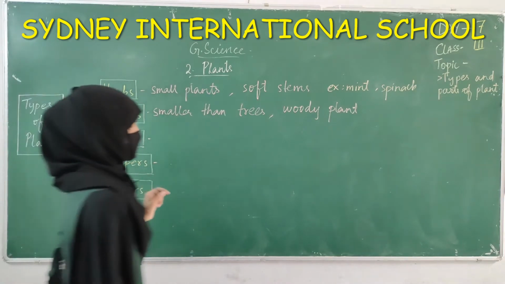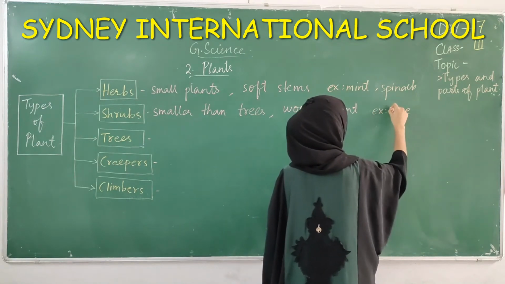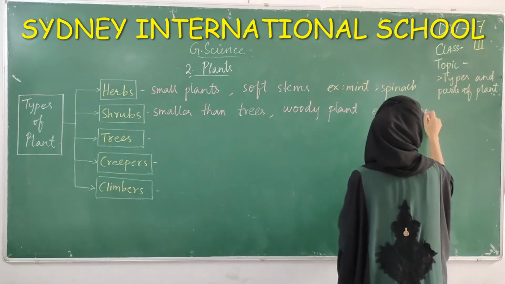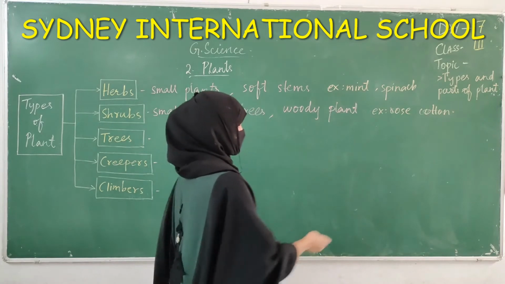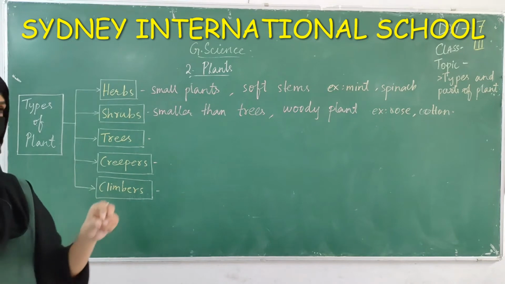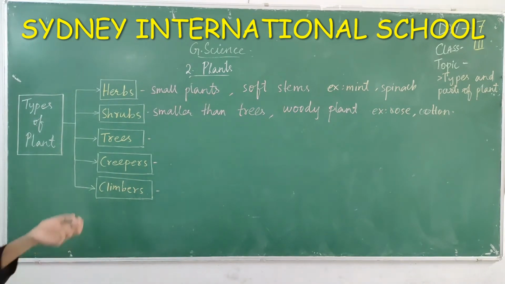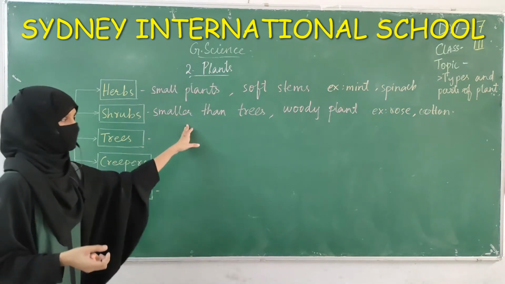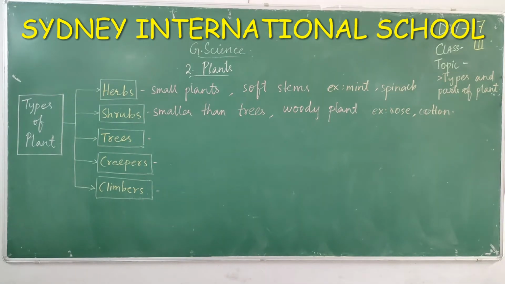For example, rose plant, cotton plant. Okay, these two. Rose and cotton plant will have brown thick stems. We can't break them easily. We need force. We need two hands force for them to break. So they are smaller than trees, and they have woody stem, or we can also call them woody plants.